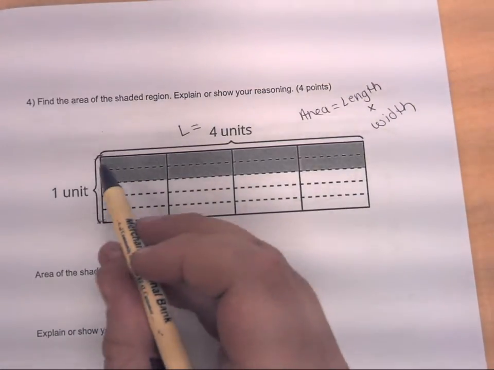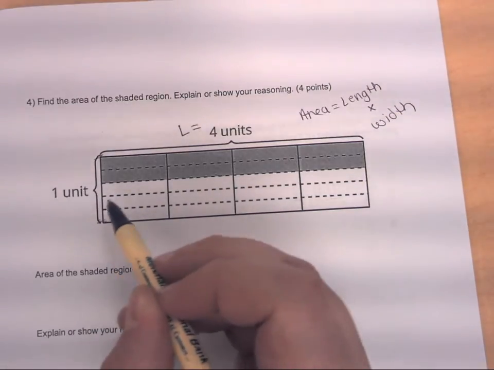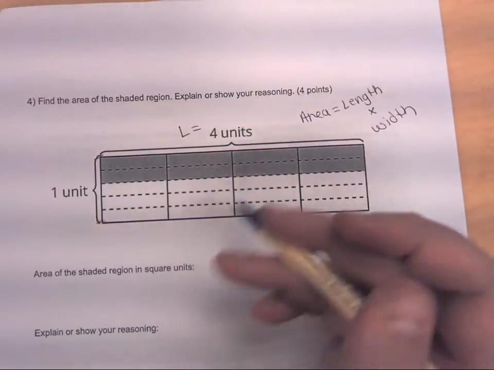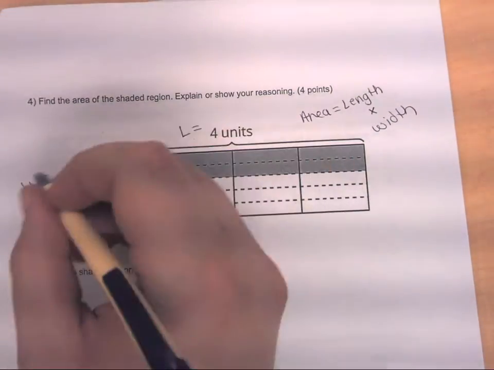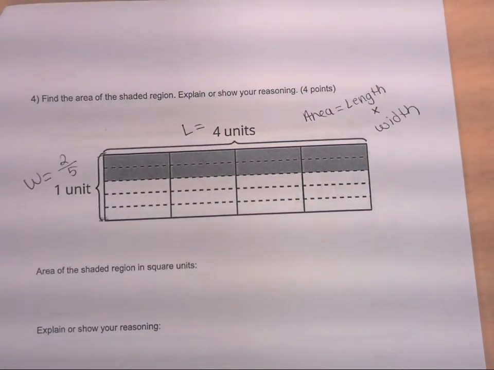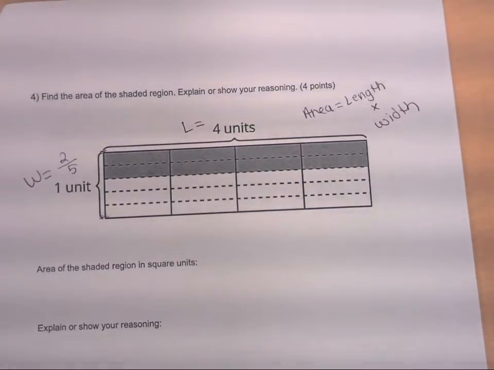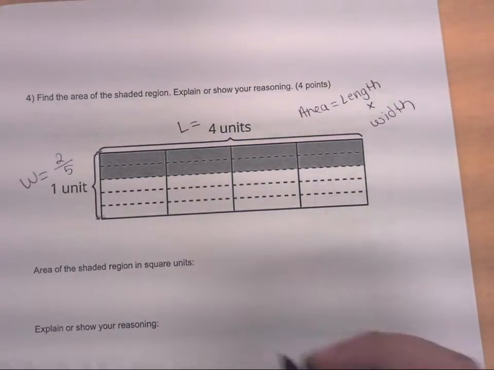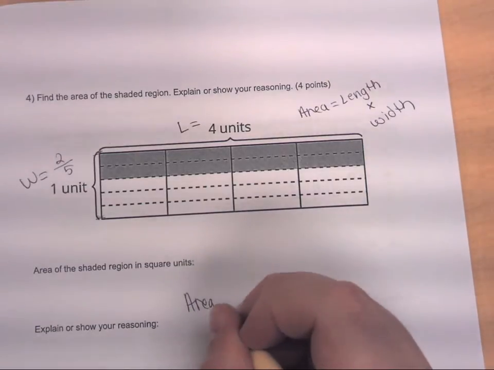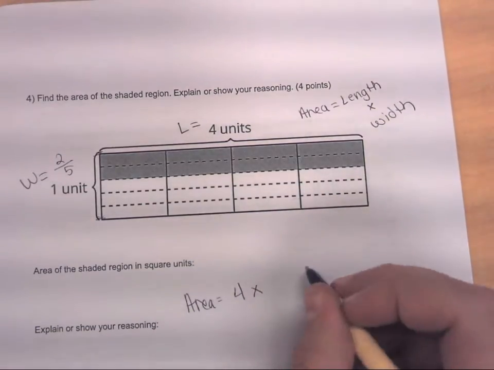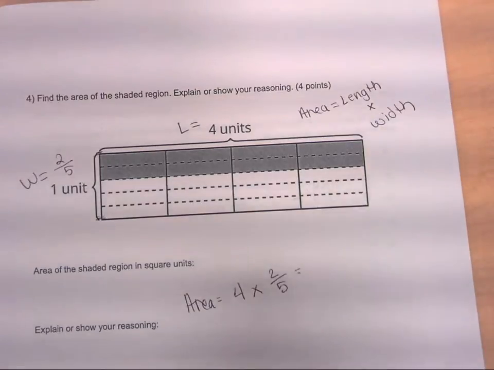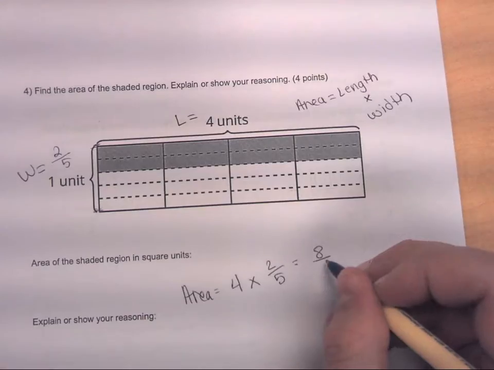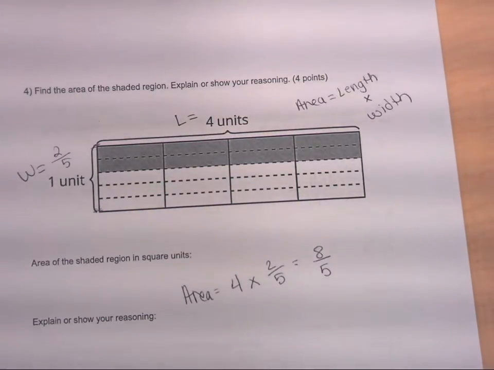But we notice that this whole has been divided into 5 equal sections. And out of those 5 equal sections, 2 have been shaded in. So this indicates the width of this rectangle is 2/5 units, or 2/5 unit, I should say. So to find the area of the shaded region in square units, I simply need to multiply the length, which is 4 units, by the width, which is 2/5 units. And when I multiply this whole number and fraction, I end up with 8/5 units.